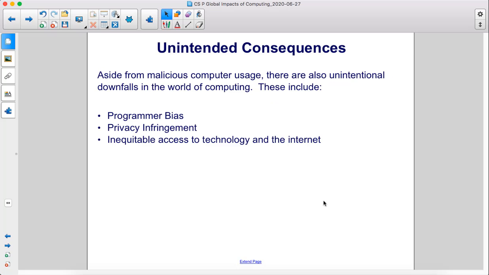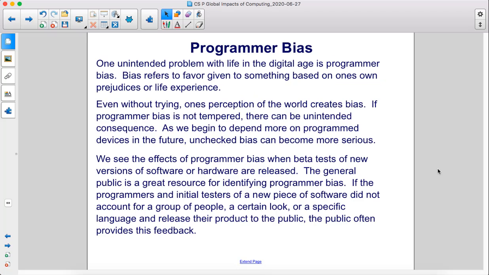Aside from malicious computer usage, there are also unintentional downfalls in the world of computing. These include programmer bias, privacy infringement, and inequitable access to technology and the internet. One unintended problem with life in the digital age is programmer bias. Bias refers to favor given to something based on one's own prejudices or life experience. Even without trying, one's perception of the world creates bias.